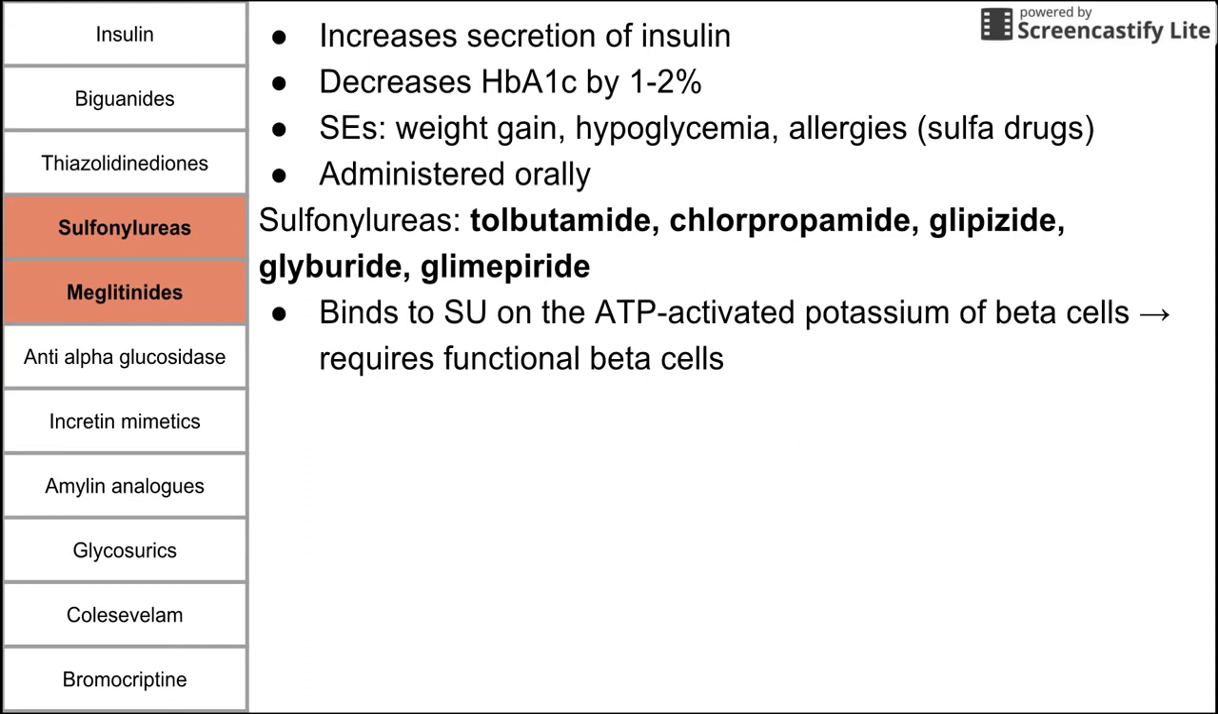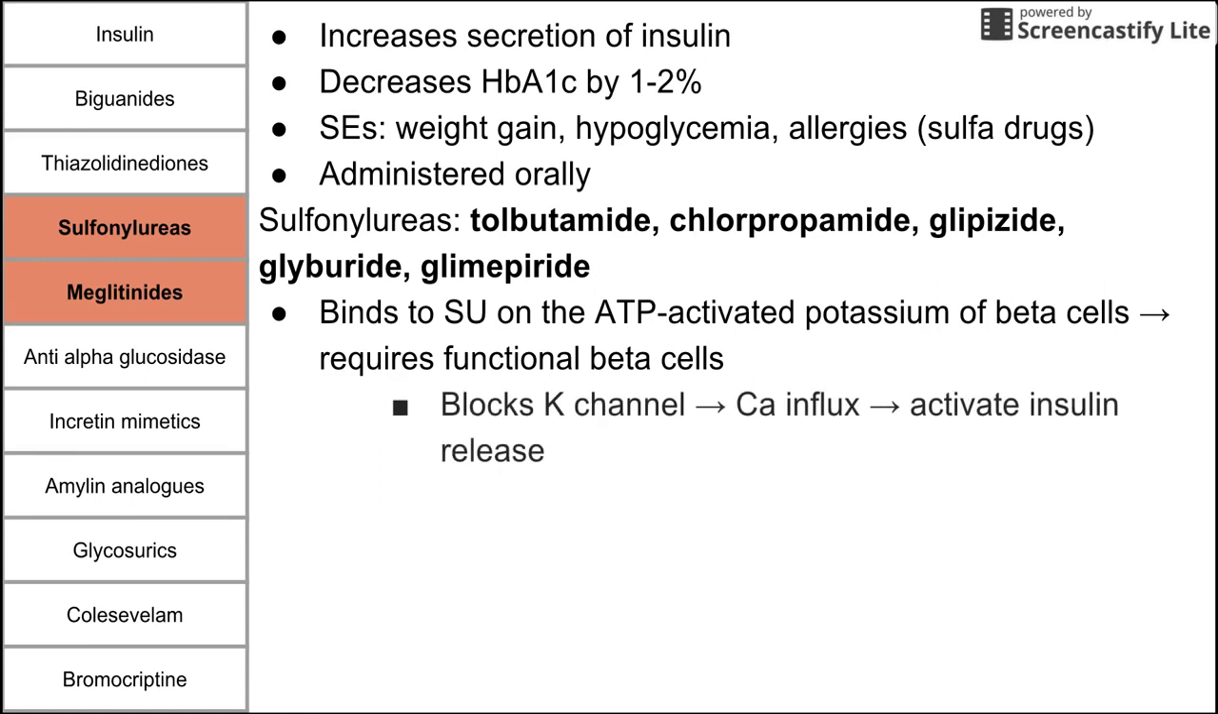These bind to the sulfonylurea receptor on the ATP-activated potassium channel of beta cells, and they do require functional beta cells. So they bind to a potassium receptor, they block it, forcing those beta cells to depolarize, which makes the calcium channel on those cells open up, calcium rushes in, and it releases insulin. It's worth looking into the release mechanism of insulin to understand this. So they block that potassium channel, calcium influxes into the cell, and it activates insulin release.